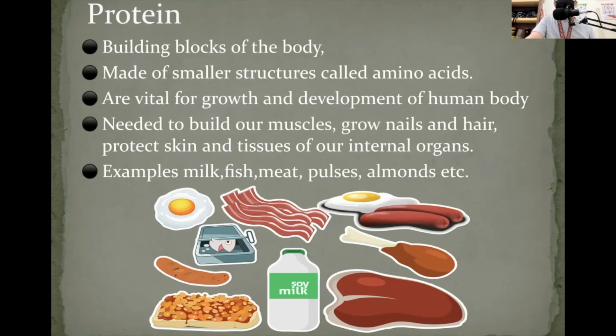Protein has been said to be the building blocks of our body. Remember that we need 10 to 20% of protein inside our body. It is made up of smaller structures called amino acids and is vital for the growth and development of the human body. Protein is needed to build our muscle, grow nails and hair, and protect skin and tissues in our internal organs also. Examples of foods are fish, milk, meat, pulses. Pulses are those edible seeds, all right?